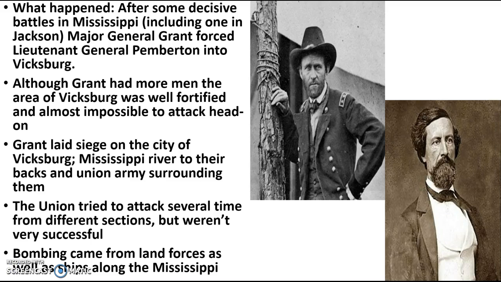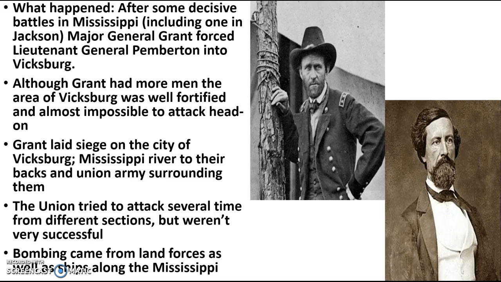So this is how it all happened. After some decisive battles in Mississippi, including one in Jackson, which is the main city in Mississippi, General Grant forced Pemberton into Vicksburg. He cornered him and kicked them all around the Mississippi area. Grant had more men, all right? But Vicksburg was very well fortified and almost impossible to attack head on. The terrain was high level, so the Confederates could look down.